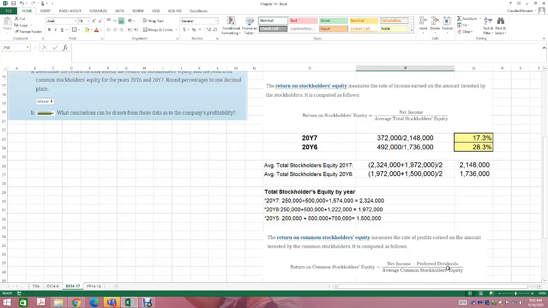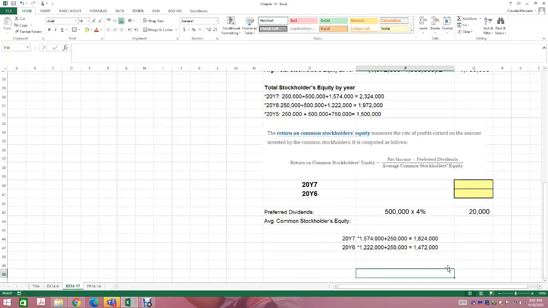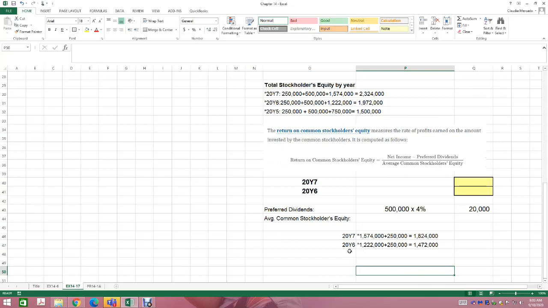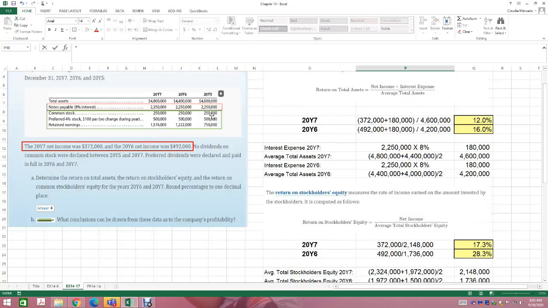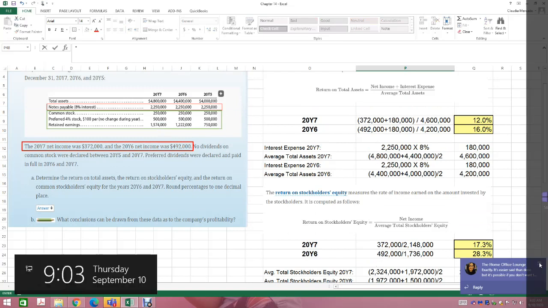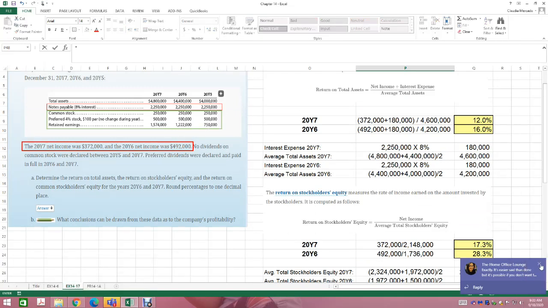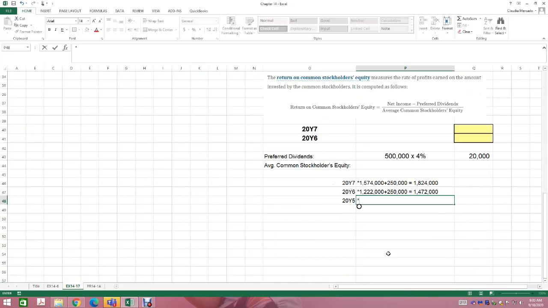Okay, and then we're gonna do the same thing, but now we're gonna do 20Y5. So for 20Y5, I've got 250,000 in common stock and 750 in retained earnings. So 750 plus 250 gives me $1 million.